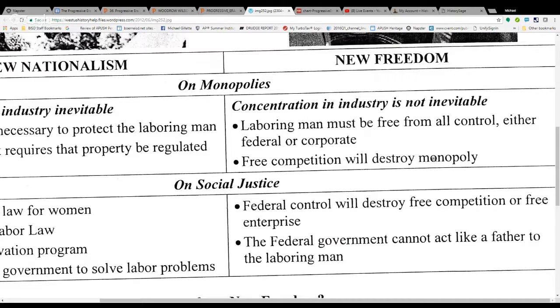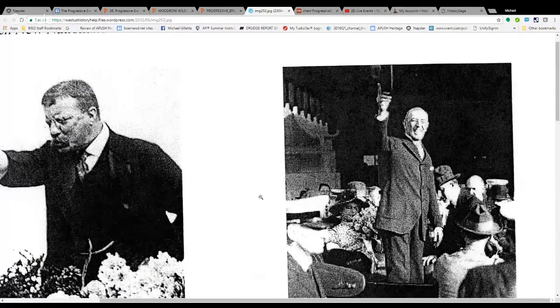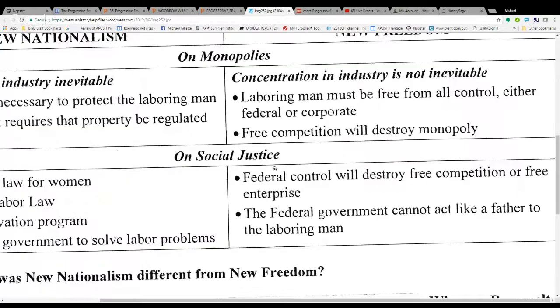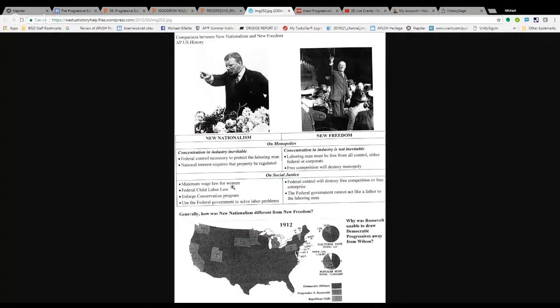And when it comes to social justice, this is one thing you can definitely make a good comparison: Wilson is not a social justice guy. He's not a guy who believes in social justice. He is more concerned about restoring freedom back into the economy. He's more of an economist, not much of a social reformer. So you're not going to see Woodrow Wilson pushing for minimum wage or for child labor legislation or even conservation. He's more into economic freedom and restoring economic freedom within the United States economy.